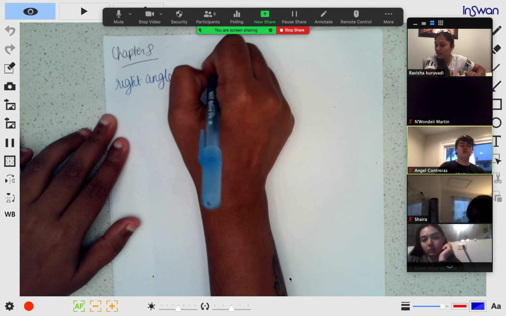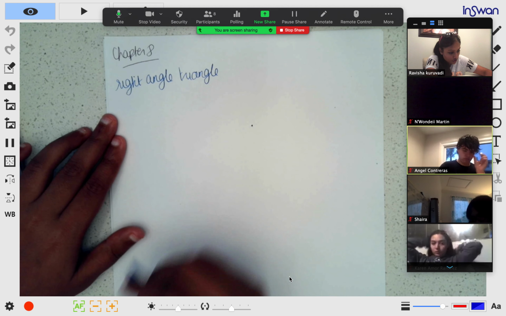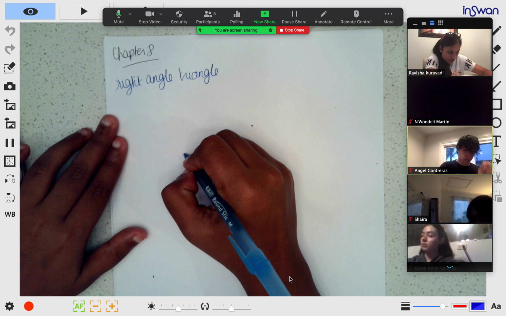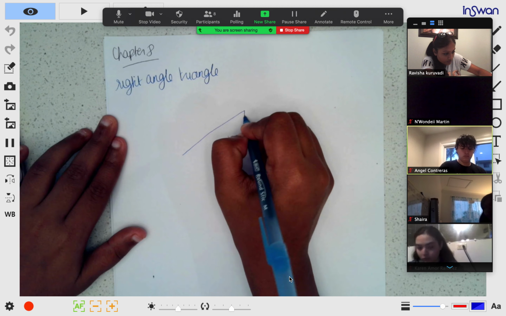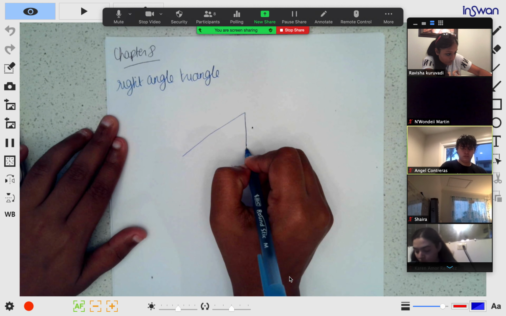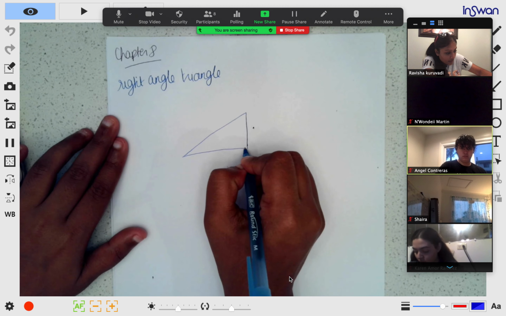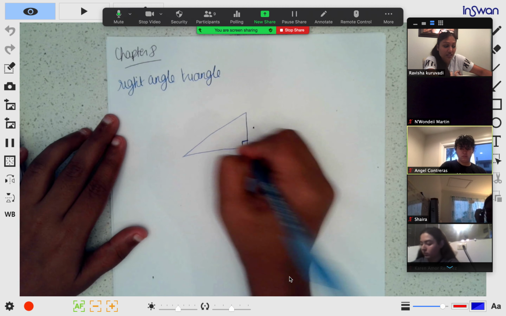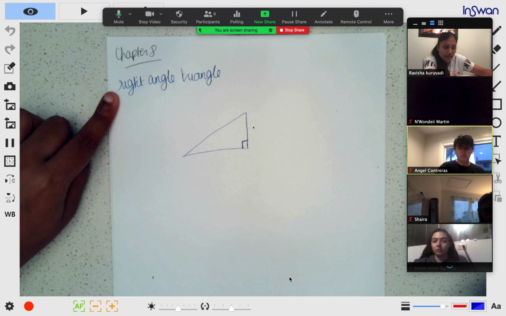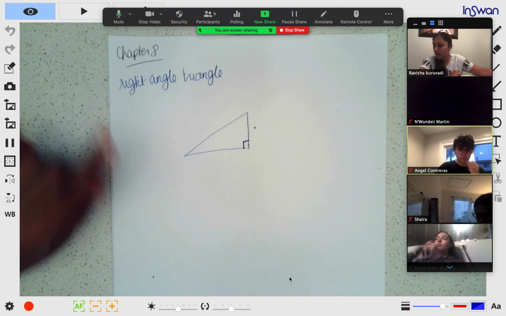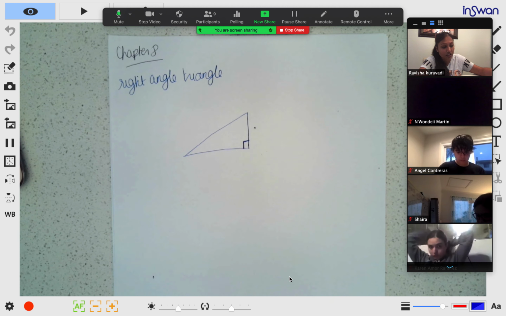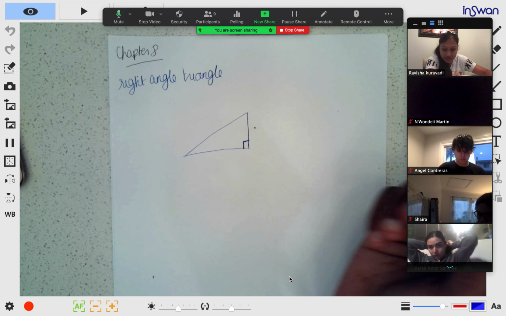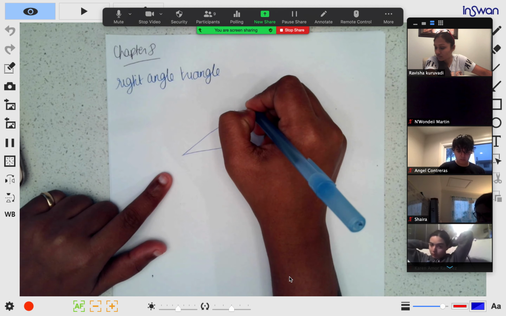Right angle triangle. Suppose you are given this triangle here. This is my triangle, and this is 90 degrees. 90 degrees means right angle triangle. That means one of my angles is 90 degrees.